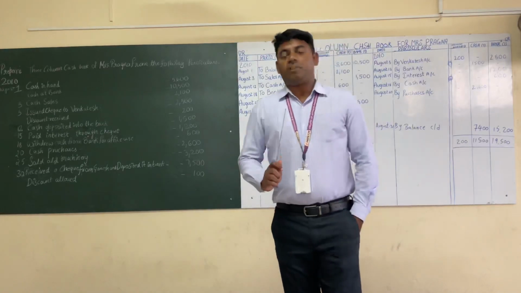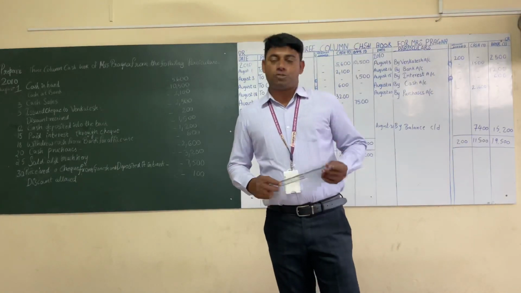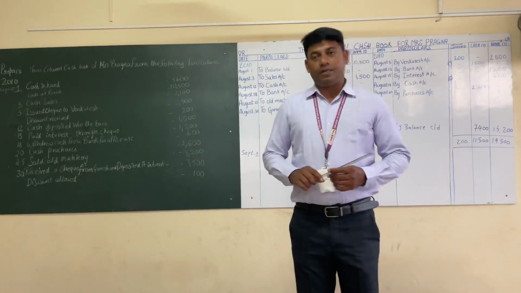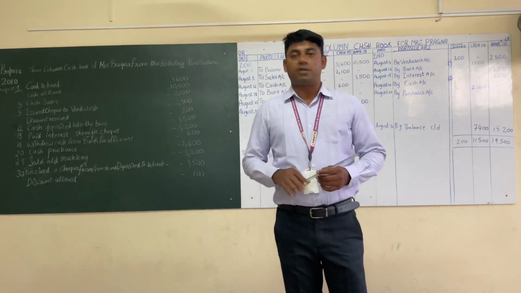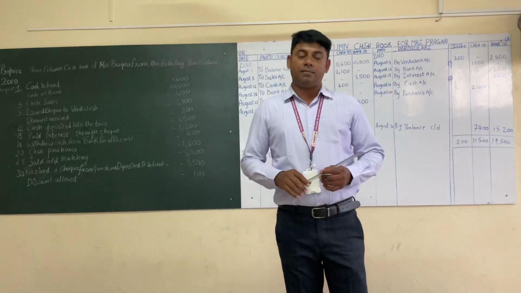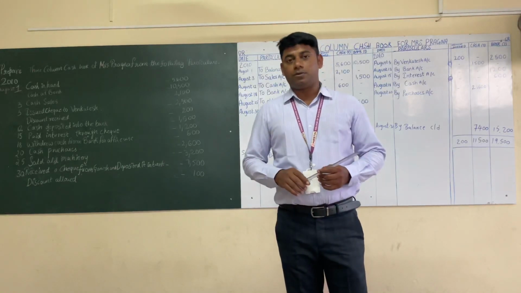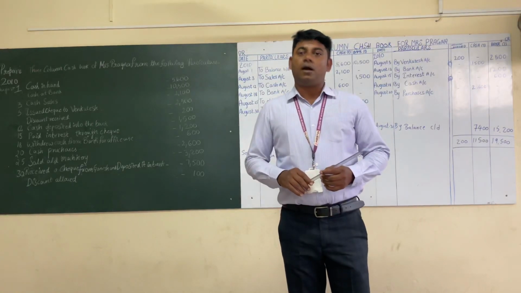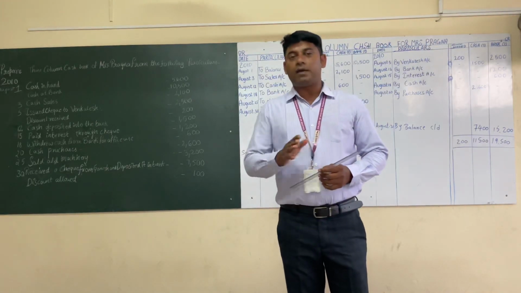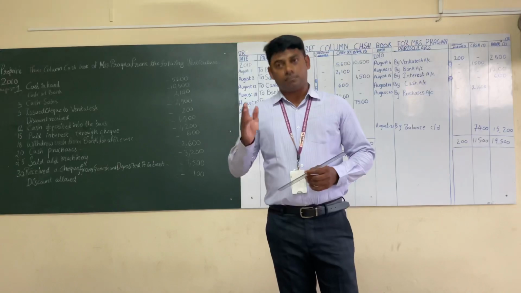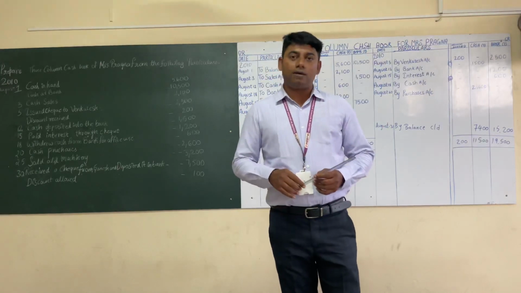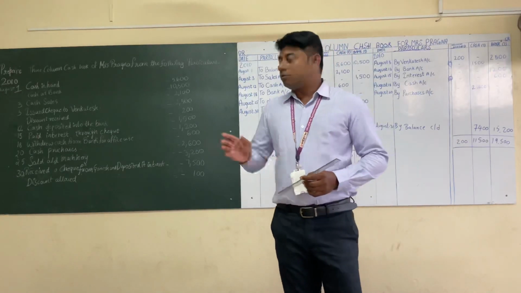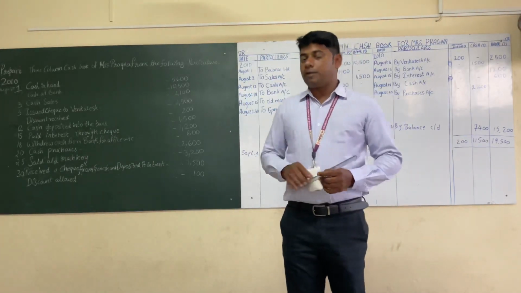In order to make a three-column cash book, there are certain important points to be noted. Point number one: we have to open three columns on the debit side and three columns on the credit side. That is why it is named the three-column cash book. Those columns are the cash column, the bank column, and the discount column. On the debit side it is discount allowed, and on the credit side it is the discount received column. Now we'll see one by one. That is point number one to be noted.